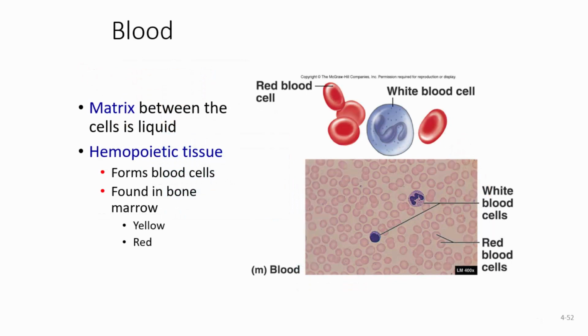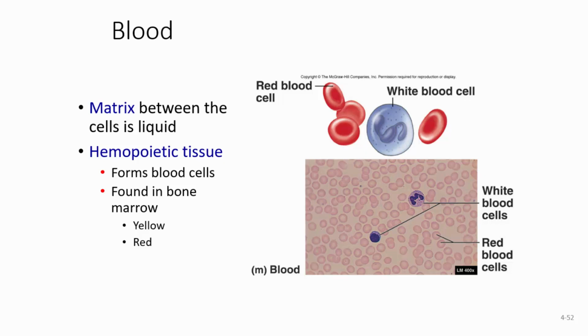And then blood, the matrix between the cells, is liquid. And we have what's called hemopoietic tissue, and it's also called hematopoietic tissue as well. So again, two different names for the same thing. But this is tissue that forms blood cells, and this is going to be found in the bone marrow. And the bone marrow has yellow bone marrow and red bone marrow. The yellow bone marrow is made up mostly of fat.